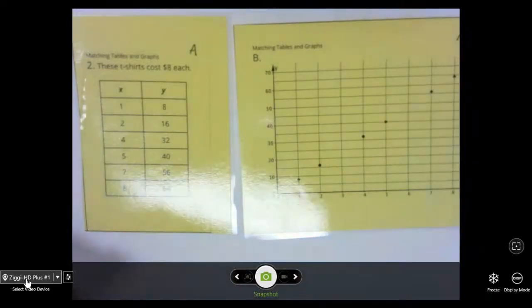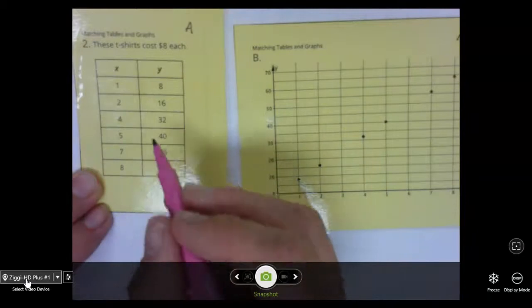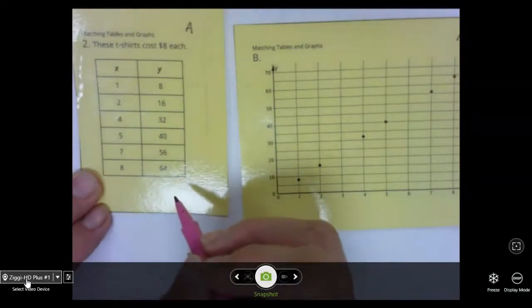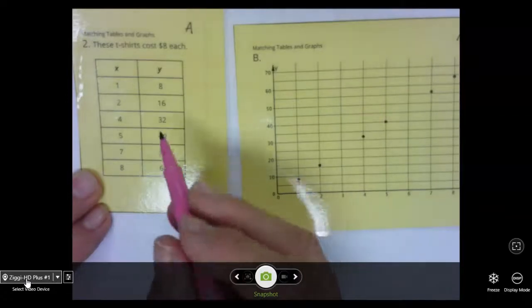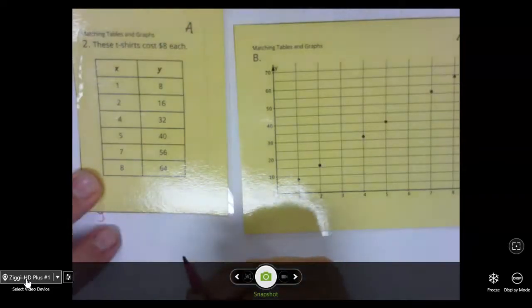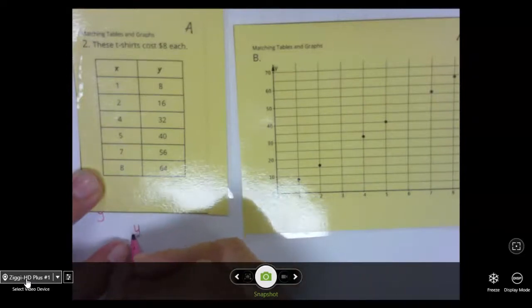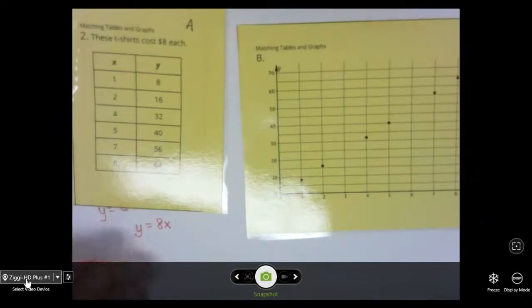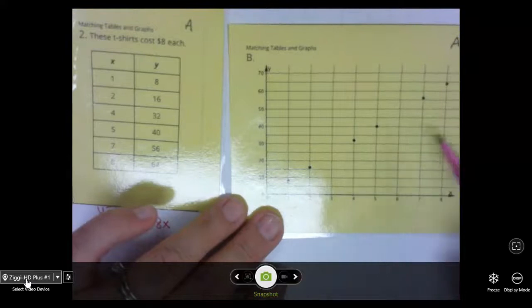So I don't have to calculate in this case. Hopefully you know what the equation for this relationship would be. What is the equation for this relationship? I want you to put that in the Edpuzzle. Okay, hopefully you found that the equation is y equals 8x. And I could just look at the graph and see that it's straight and it goes through 0, 0.